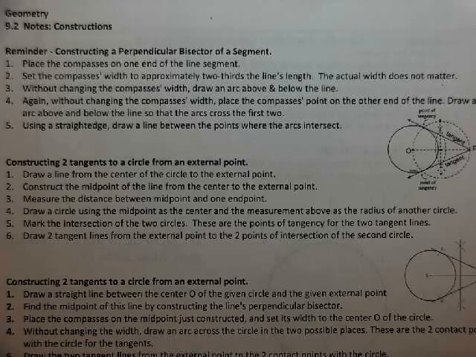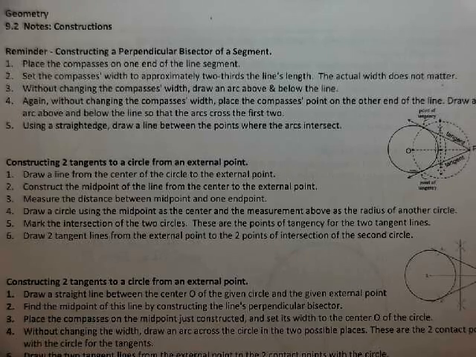Then where those two arcs intersect, we would use a straight edge and draw a line between those two points, and that would be where the line was bisected, and this would be a perpendicular bisector. I want to bring to your attention that we're going to do two different types of constructions today with tangents. We're going to do one where we draw a circle, and another one where we just do a perpendicular bisector.